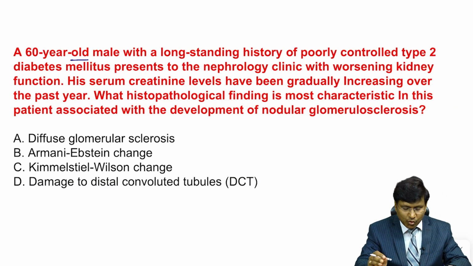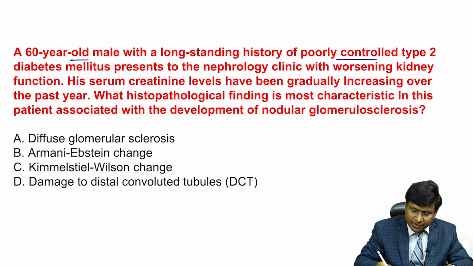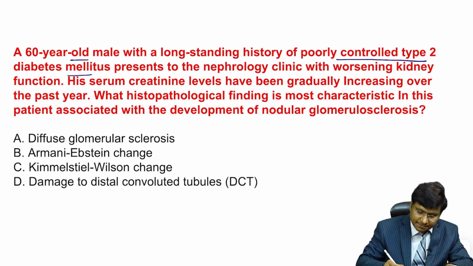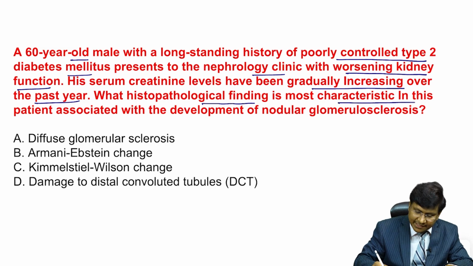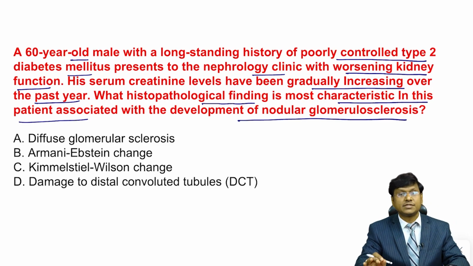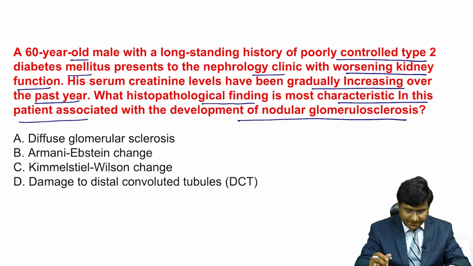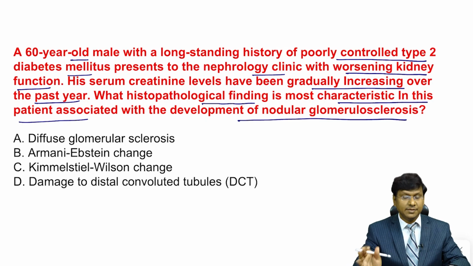Alright. Next question. A 60-year-old male with long-standing history of poorly controlled type 2 diabetes mellitus presents to the nephrology clinic with worsening kidney function. His serum creatinine levels have been gradually increasing over the past year. What histopathological finding is most characteristic in this patient associated with the development of nodular glomerulosclerosis? Diffuse glomerulosclerosis, Armanni-Ebstein change, Kimmelstiel-Wilson change, damage to the distal convoluted tubule, right?